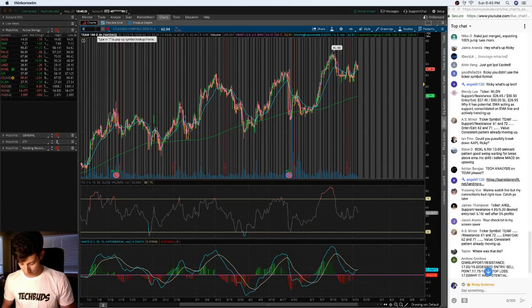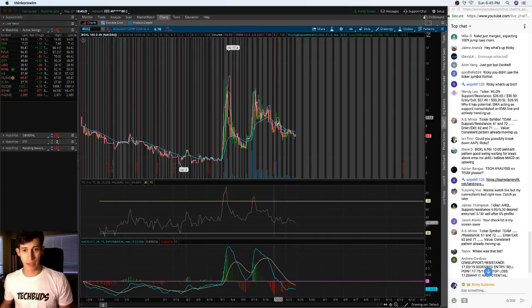BOXL. So BOXL is showing signs of a downward pattern, no volume. I would personally, just to keep it plain and simple, stay away from this. No volume, obviously forms of manipulation, and it's just not something that I would like to be a part of.